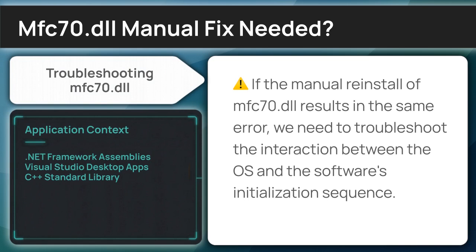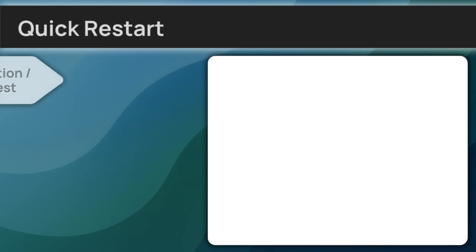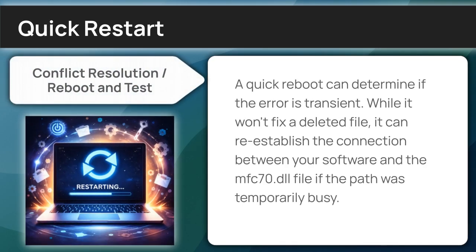the file from loading. A quick reboot can determine if the error is transient. While it won't fix a deleted file, it can re-establish the connection between your software and the Mfc70 file if the path was temporarily busy.